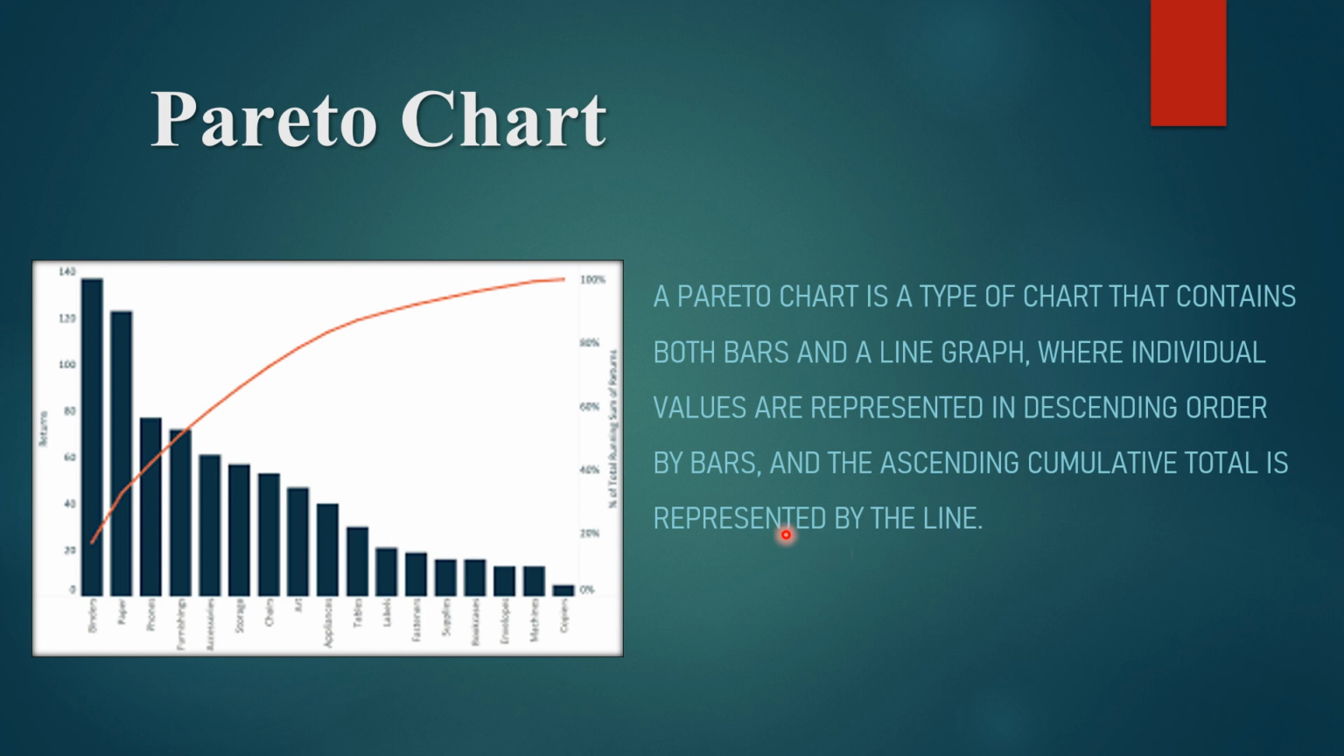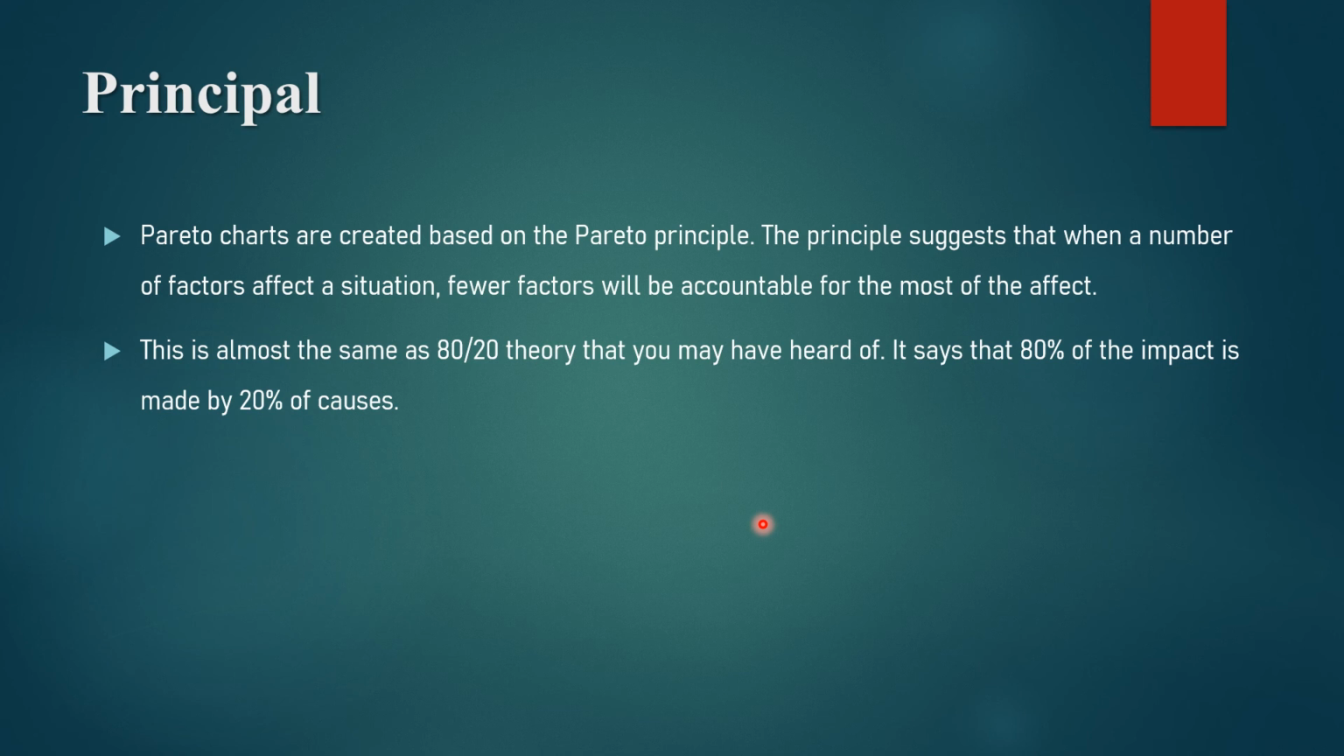So what exactly is it? In the Pareto chart we combine the bar chart and the line chart, and we arrange the bar chart in descending order so that it represents the values and cumulative total. So what is the principle behind the Pareto chart?